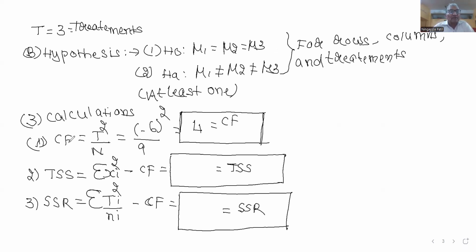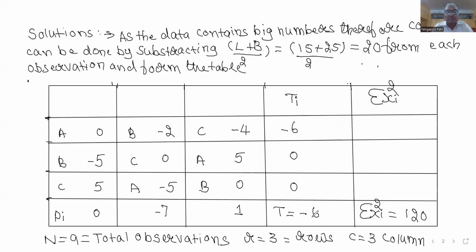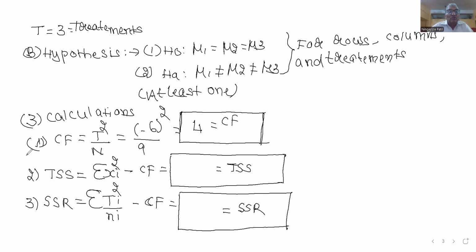For the calculation, you write the formula only here. CF equals T square upon N. For T square upon N, you go to the table. Look here, T is minus 6, so minus 6 square divided by 9, which is 4. Then TS, the total sum of squares, is the summation of xi square minus CF. Keep this blank. I will get you this value directly from the calculator. It is not necessary to calculate here, it is a lengthy process.